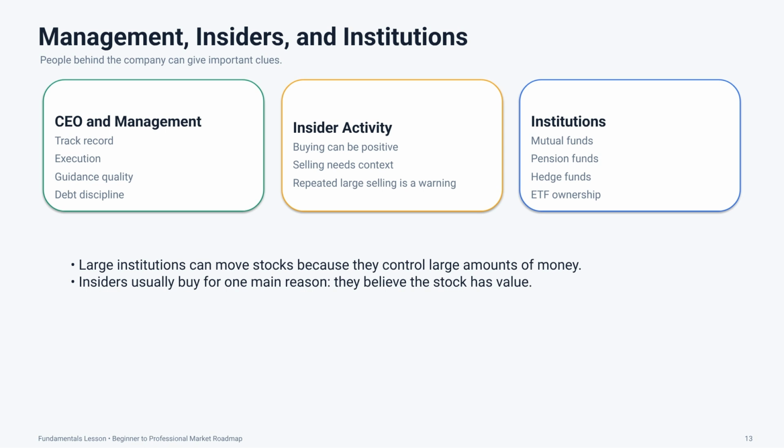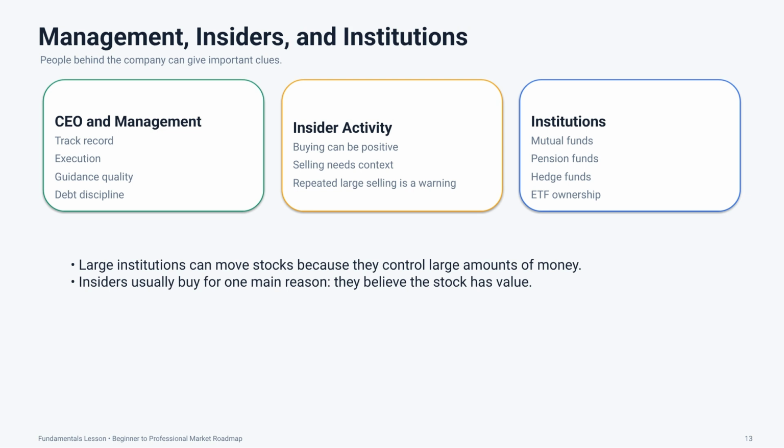Next, we look at insider activity. Insiders are people inside the company, such as executives or directors. When insiders buy shares, it can be a positive sign because they may believe the stock has value. But insider selling needs context. Sometimes insiders sell for personal reasons, but repeated large selling can be a warning sign.